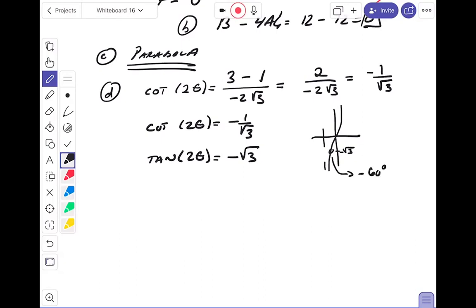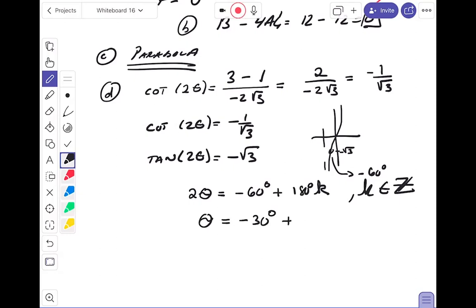Now, whatever that angle is, all right, I'm going to write this down. So 2 theta would be minus 60 degrees plus, just to remind you, this thing repeats itself every 180 degrees times k, where k is some integer. All right, let's divide through by 2: theta equals minus 30 degrees plus 90 degrees k.